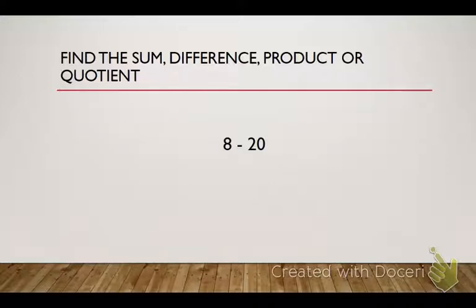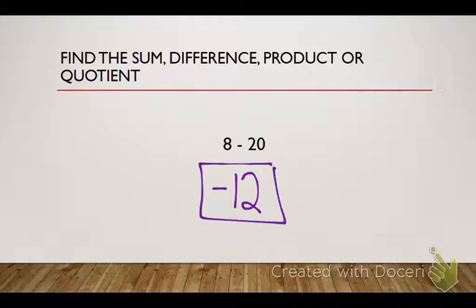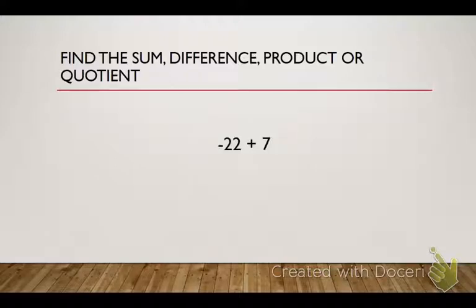So you can always look at these integers in terms of money, and that really does help you make sure that your answer makes sense. So yes, I do subtract them, but because 20 is bigger, I owe someone $12. Whether it's the bank or my parents or someone. I owe someone money. All right, let's do the next one.